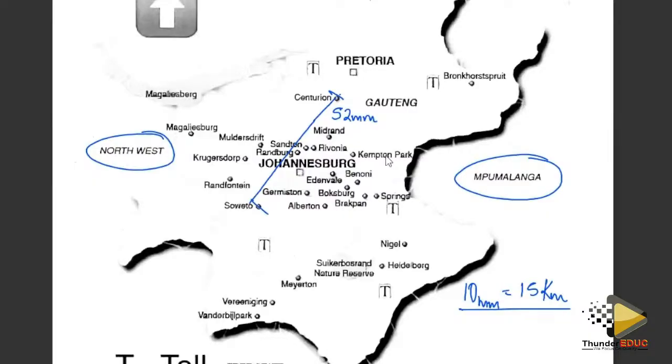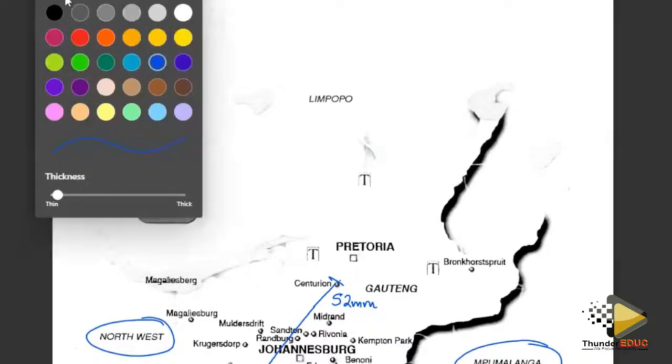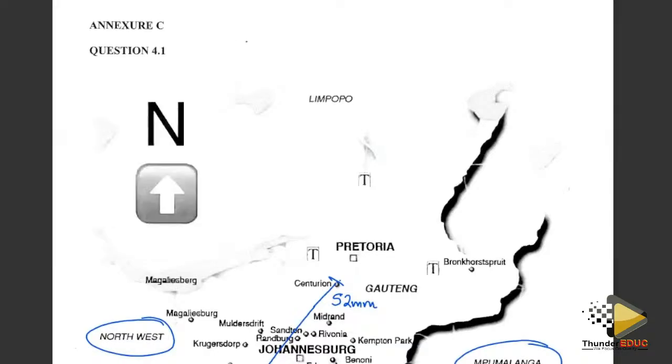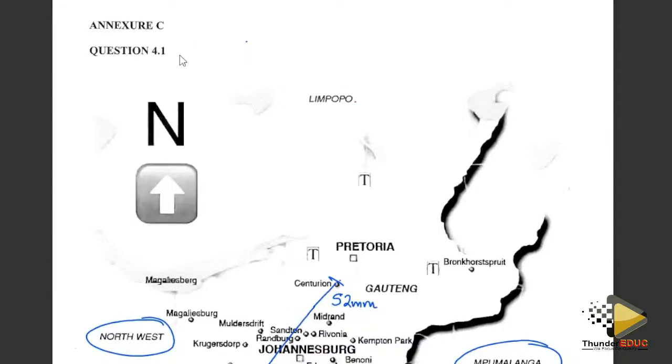So the scale is 10 millimeters are equivalent to 15 kilometers. But for you, you've measured the distance between Centurion and Soweto, it's 52 millimeters. What will it be in real life? So what do we do? Cross multiply. We don't know this distance.